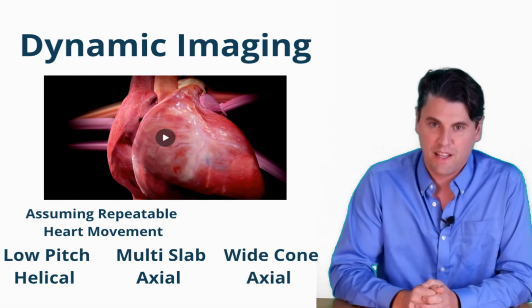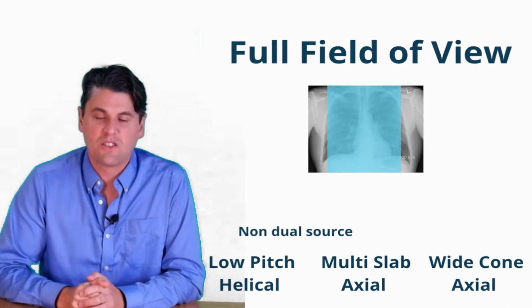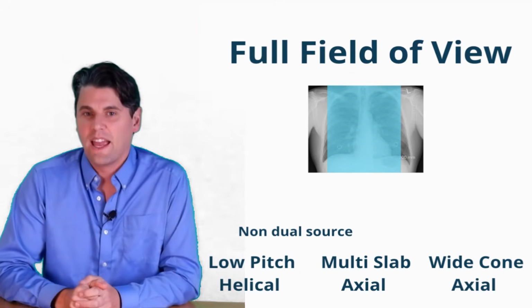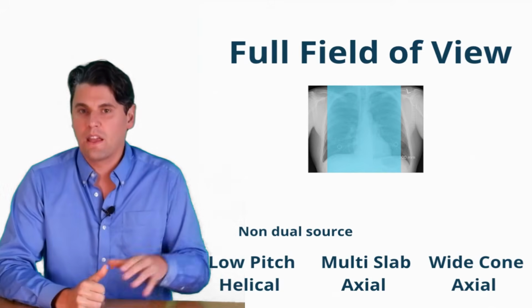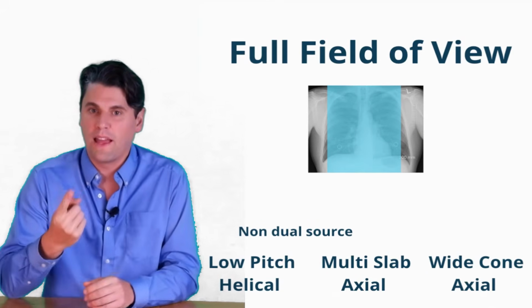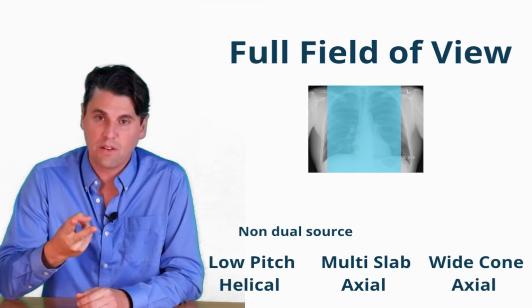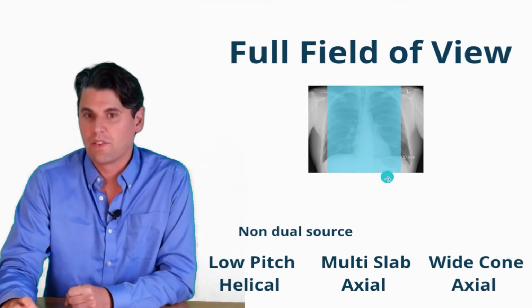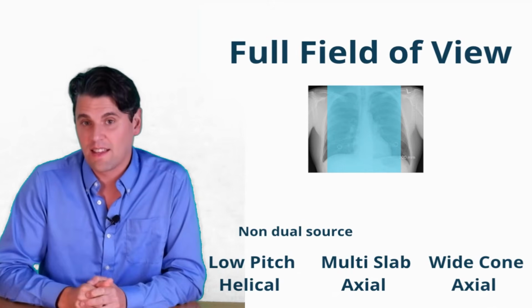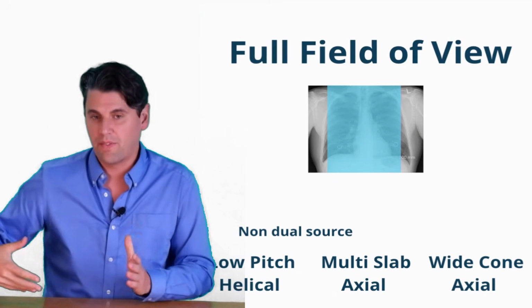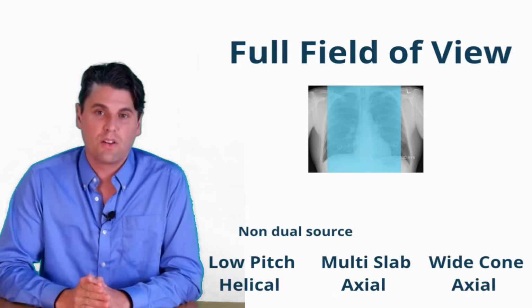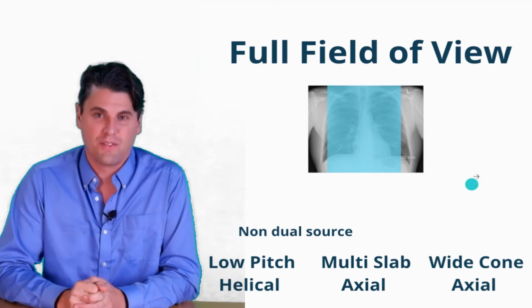And if you're looking to image the lungs as well, and you want a full field of view, in this scenario, if you don't have the dual source and you do a low pitch helical or you do an axial scan, you'll be able to get the full field of view. If you are using the dual source, there's going to be a constraint on the field of view based on the size of the second detector, and then also based on the fact that you're doing a fast helical acquisition. If you're using wide cone axial, you will not have a constraint on the field of view.